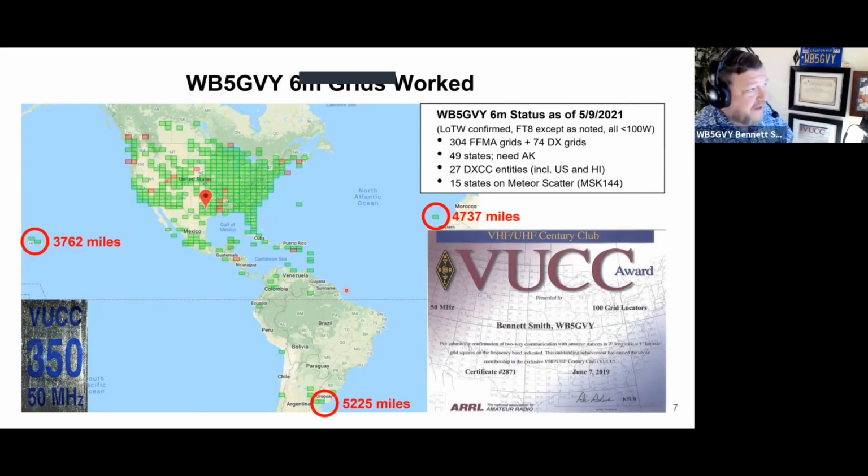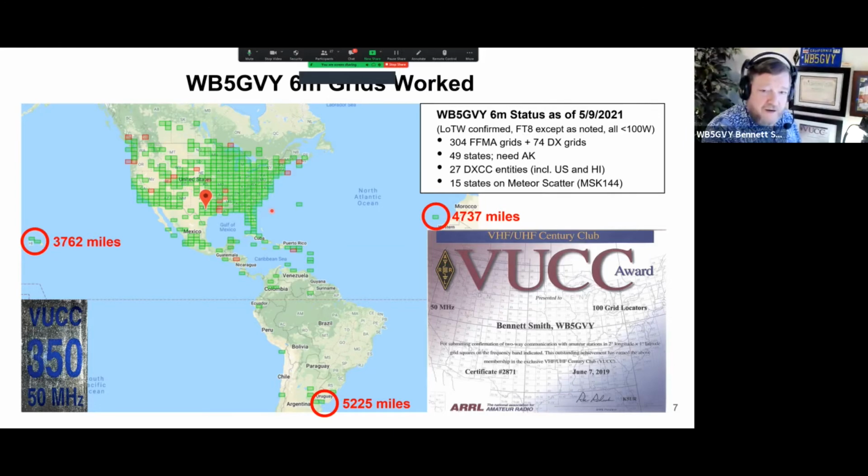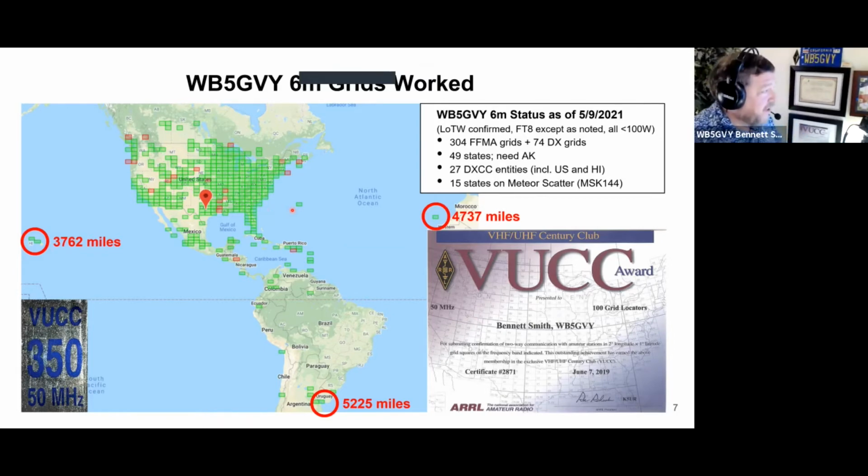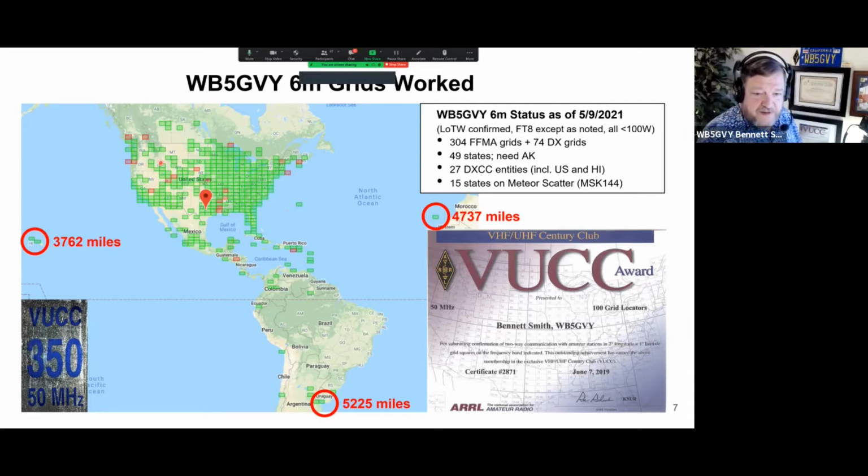So here's my current status of worked grids. This is using the Grid Mapper utility, and all of the grids in green are Logbook of the World confirmed. The ones in red I've worked, but they're not confirmed. Of the 448 grids for the Fred Fish Memorial Award, I've got 304 worked. Of course, the ones that aren't worked are in very sparse areas of the country, so I've got my work cut out for me.